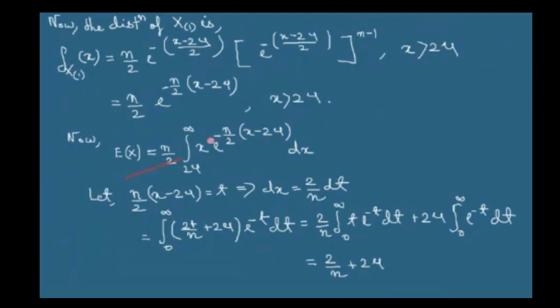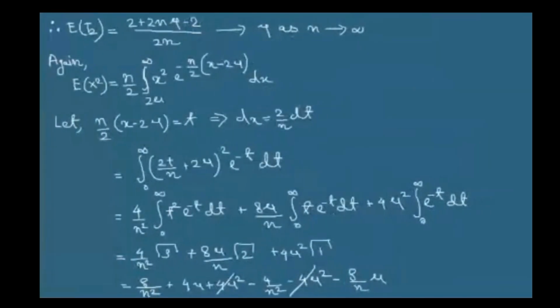Again, calculating the expectation of X(1), doing the necessary calculations and transformation, we get the expectation as 2/n + 2μ. Therefore, the expectation of T2 turns out to be μ, which tends to μ as n tends to infinity.